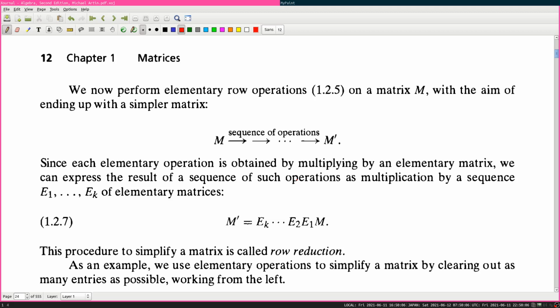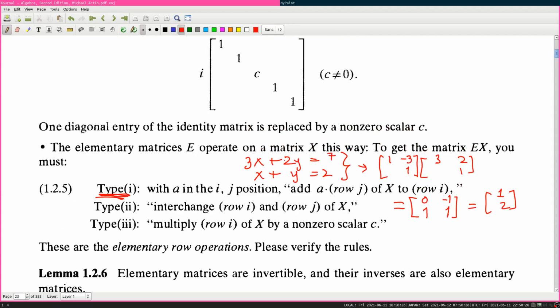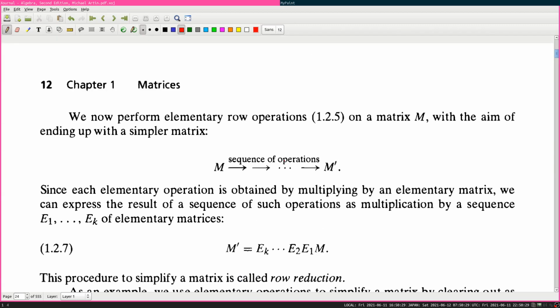Okay, that's not bad. Anyway, since each elementary operation is obtained by multiplying by an elementary matrix, we can express the result of a sequence of such elementary operations as a multiplication by a sequence E1 up to EK of elementary matrices. So you do one of these row operations where you try to make the matrix simpler, and so you do the first row operation, that's E1 times M. You do the second row operation, that's E2 times the previous simplification. You keep doing that until you get the matrix into the simplest possible form, which is called row-reduced echelon form, and he's going to talk about that in a minute.